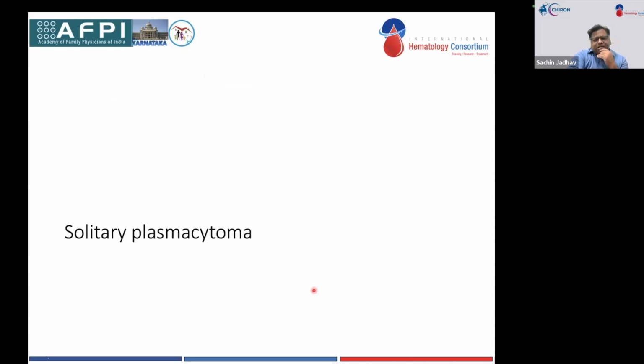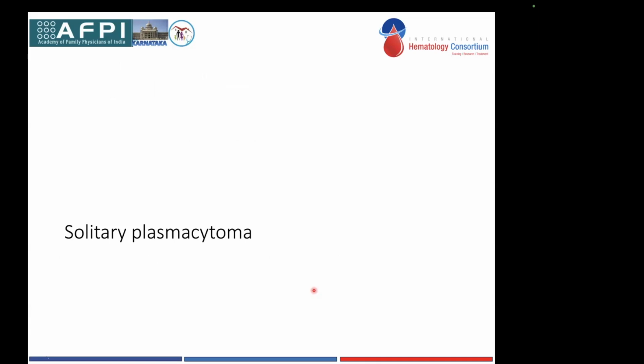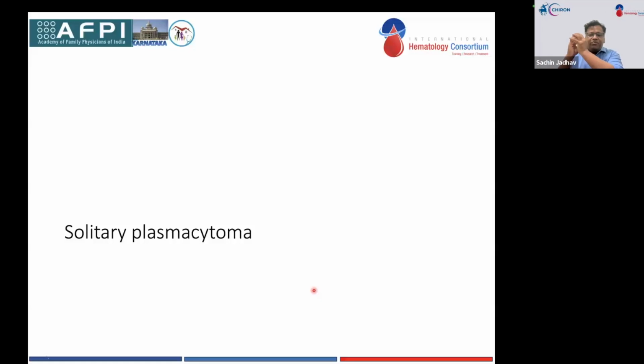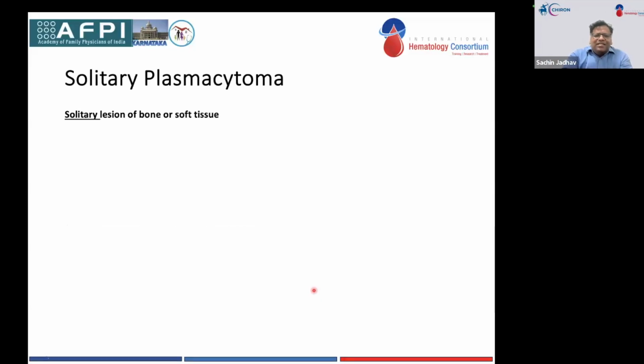What is this solitary plasmacytoma? I told you multiple myeloma has multiple lesions. Sometimes in patients, what happens is the plasma cells don't spread too much. They just grow into one area and create a lump. They create a tumor. Plasmacytoma, the suffix -oma, means plasma cells are creating a tumor. So rather than multiple, only in one place they are growing. Solitary plasmacytoma means there is a single lesion. When you biopsy, yes, it is full of plasma cells. They are clonal, right? And it's not seen anywhere else.